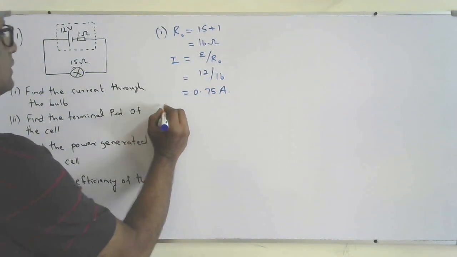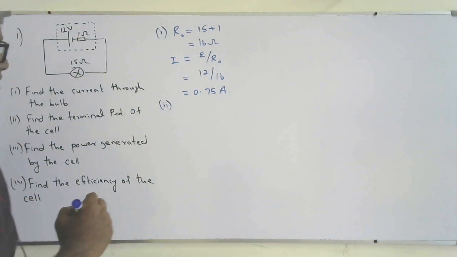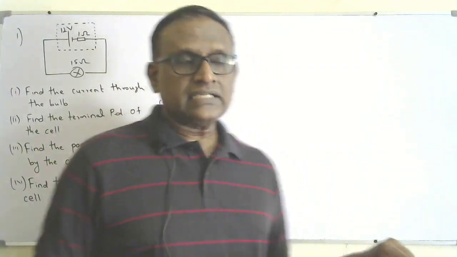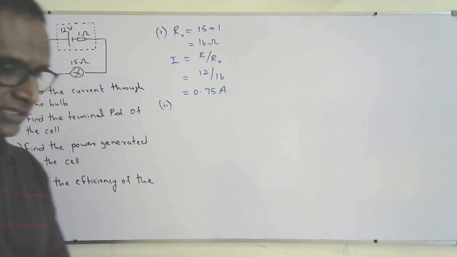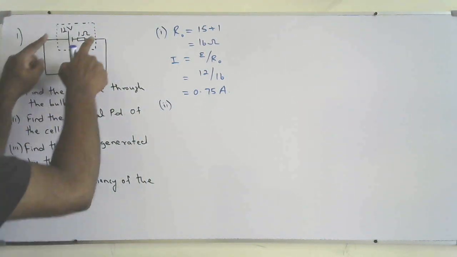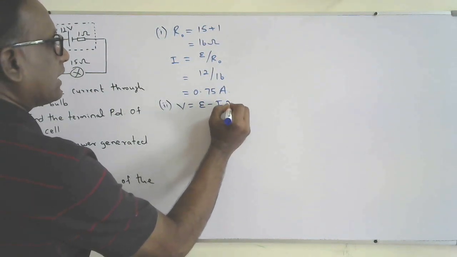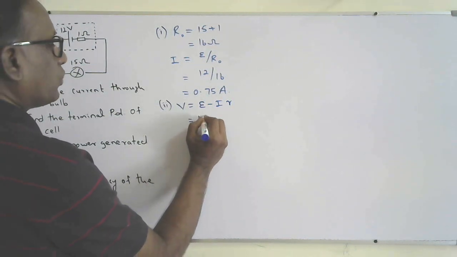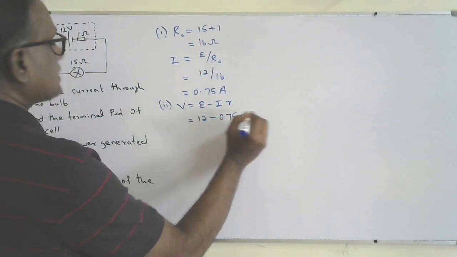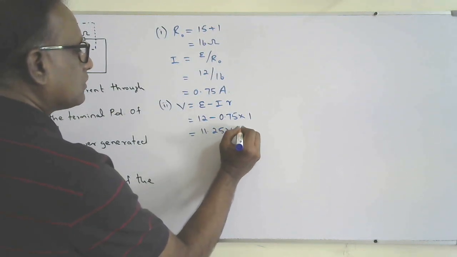Okay, second part. Find the terminal potential difference of the cell. Terminal potential difference, I explained that in my 7th lesson. So it is the potential across the two terminals of the power supply. If I think that way, I can use V equal E minus Ir. So EMF we know 12 volt minus current 0.75 into resistance 1. So that will be 11.25 volt.